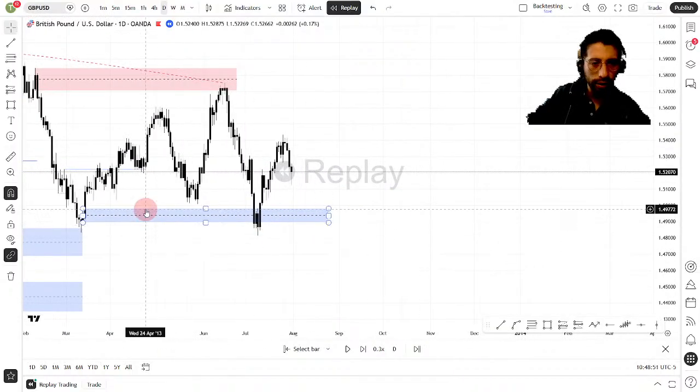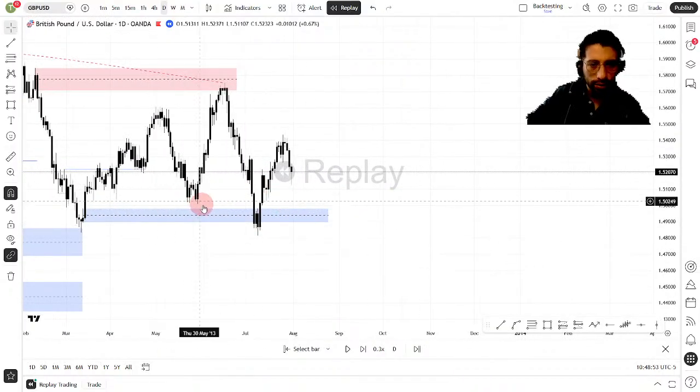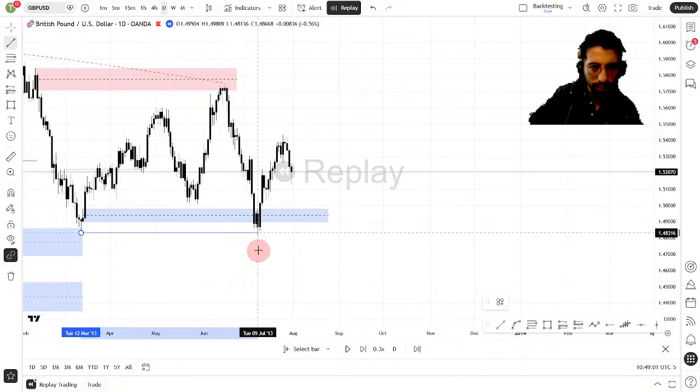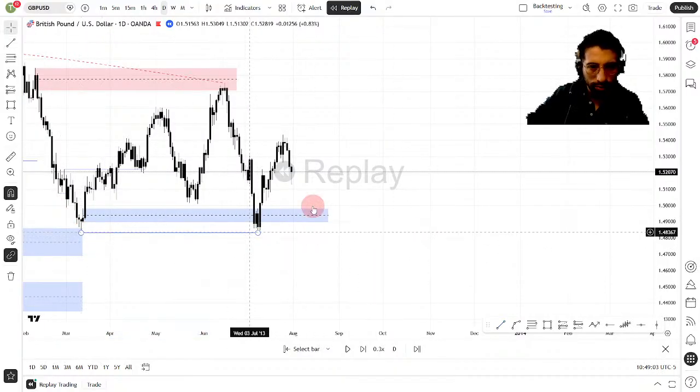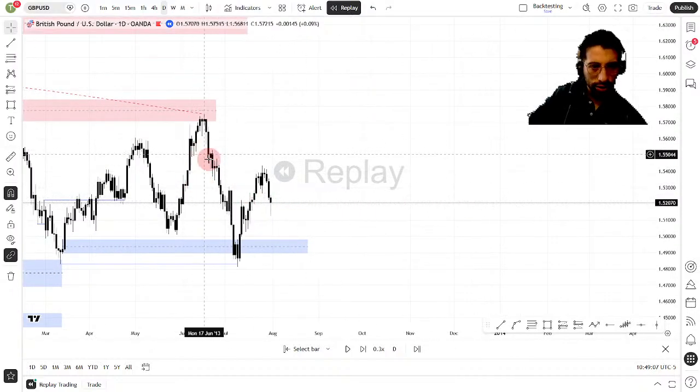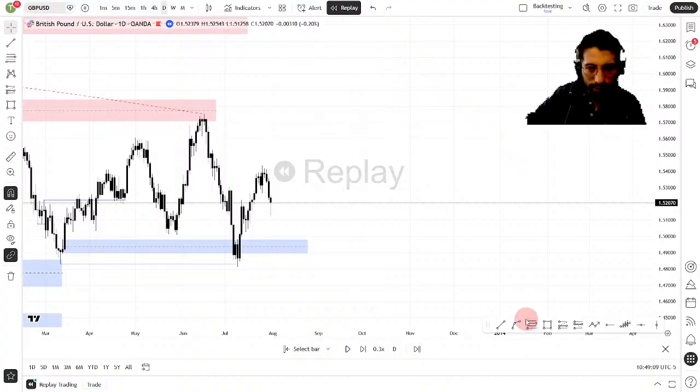Alright, now we got a really nice reaction here. So break up the structure. We haven't done a continuation so far. Just the price took a little bit of the liquidity, but it's not a complete range. And now look where the price is reacting. The price reacted on this order block here.